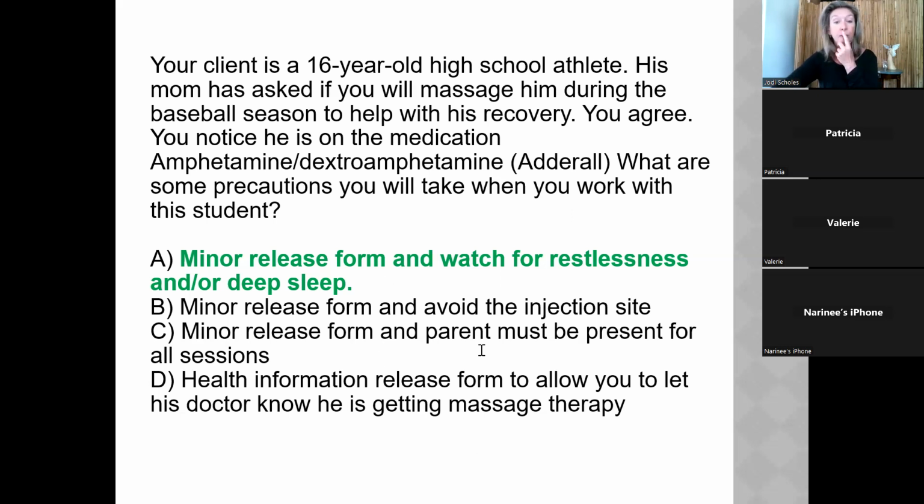Yeah. And the parents have to consent. Yes, exactly. So the parent has to say, and the client, the baseball student, the 16-year-old, have to say, I'm comfortable. And the parent has to say, I'm comfortable, and they've signed that minor release form.